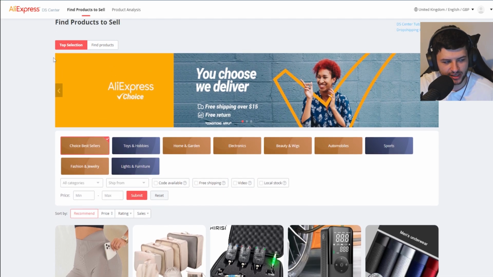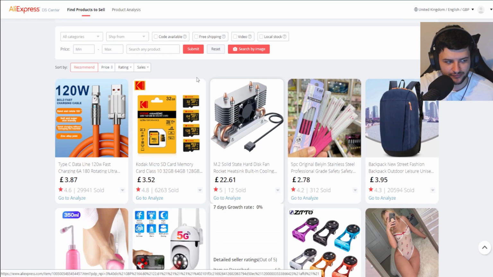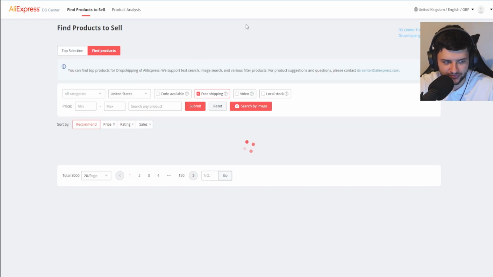And from here, we can find products to sell. So we have their top selection. We can also click on find products, which basically allows us to catalog everything with different filters. So we can see where they ship from, which is particularly useful. If we want to ship directly from the country that we want to mail to, we can have a look at United States. Now, I wouldn't recommend filtering too much, maybe just United States and free shipping. That's usually what I do.